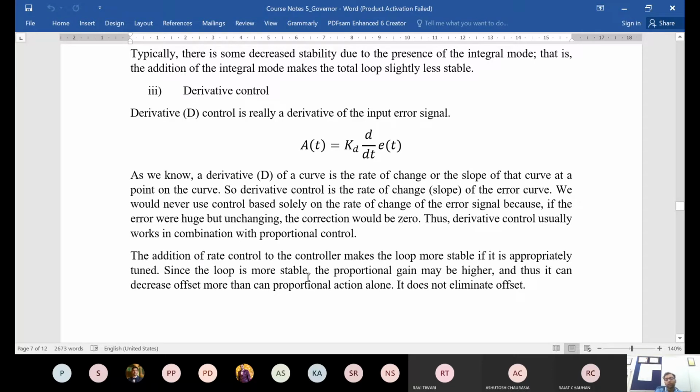So if you have a proportional and derivative controller, then with the addition of the derivative controller, because of the extra stability which you get, it's possible to increase the Kp constant higher. So that's why what it is saying here is that the offset is decreased further. If you compare just a proportional controller and a PD controller, the offset will be lesser in a PD controller. But it will not be eliminated entirely.